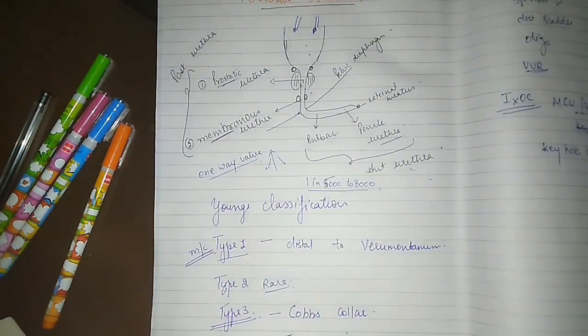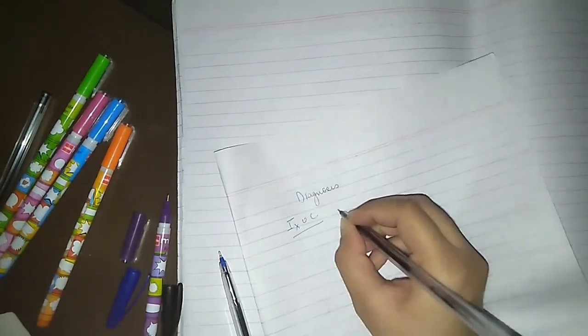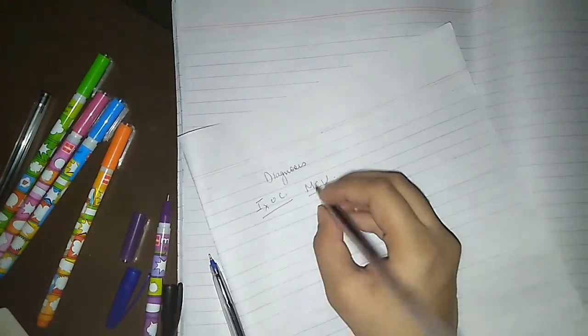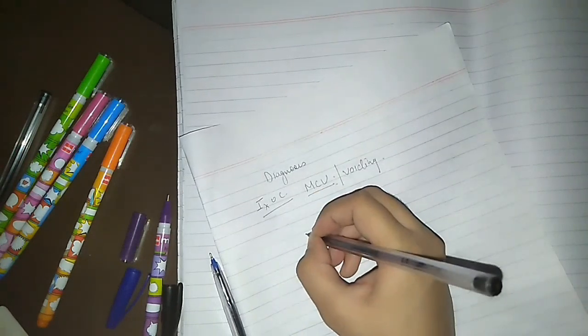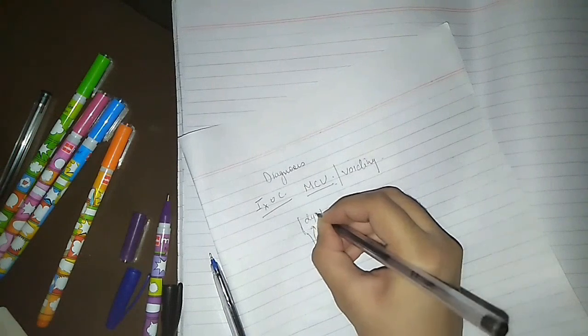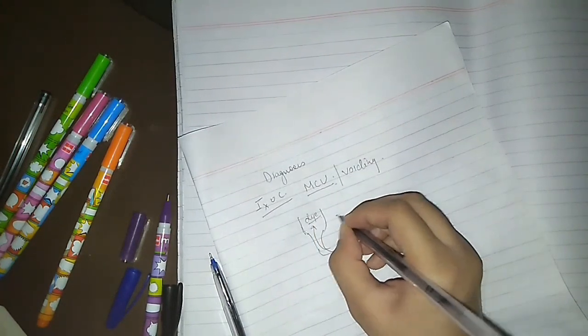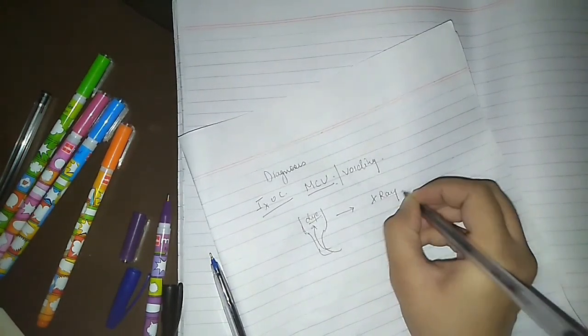Now, how do we diagnose this condition? The investigation of choice is the MCU, or micturating cystourethrogram, or voiding cystourethrogram. In this, what we do is we put a Foley's catheter, introduce a dye in the urinary bladder and urethra, and we ask the patient to void urine, and simultaneously we take X-rays.